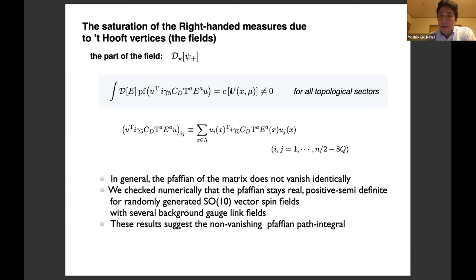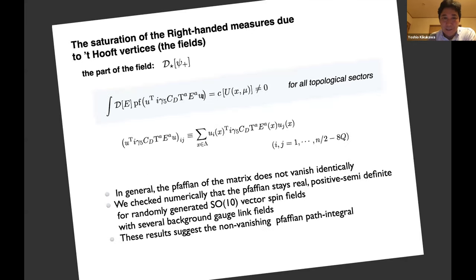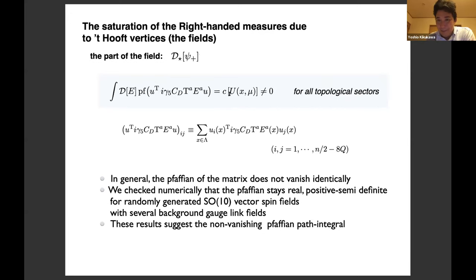So I'm now trying to have an explicit example of an admissible link field for which this integration does not vanish.